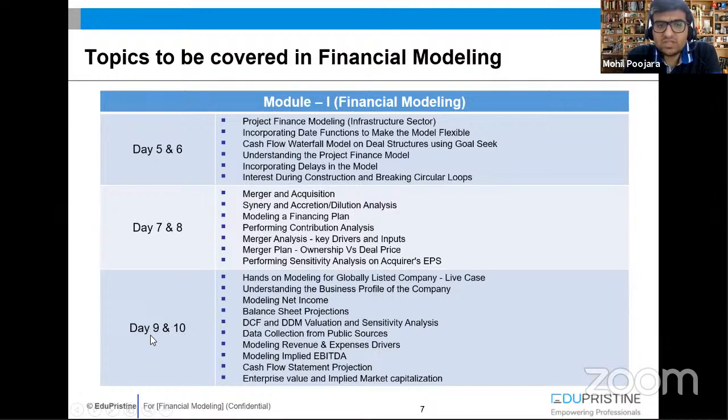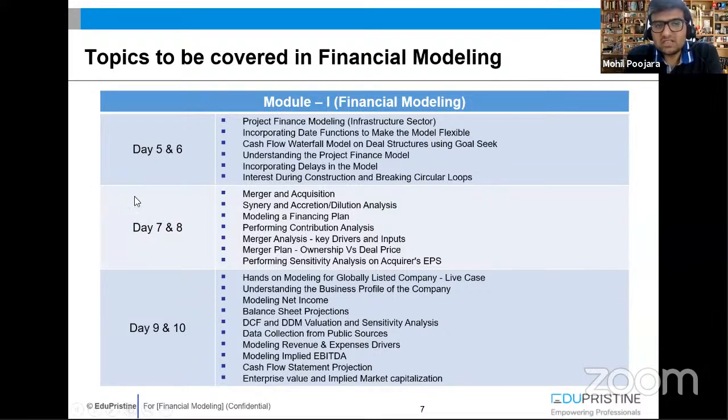Then we spend 2 days on you completely building a model on your own from scratch. The next 2 days are completely spent on you building models from scratch, going online, downloading the data, creating a model, so that by the end of the course, you're really hands-on on building Excel models.